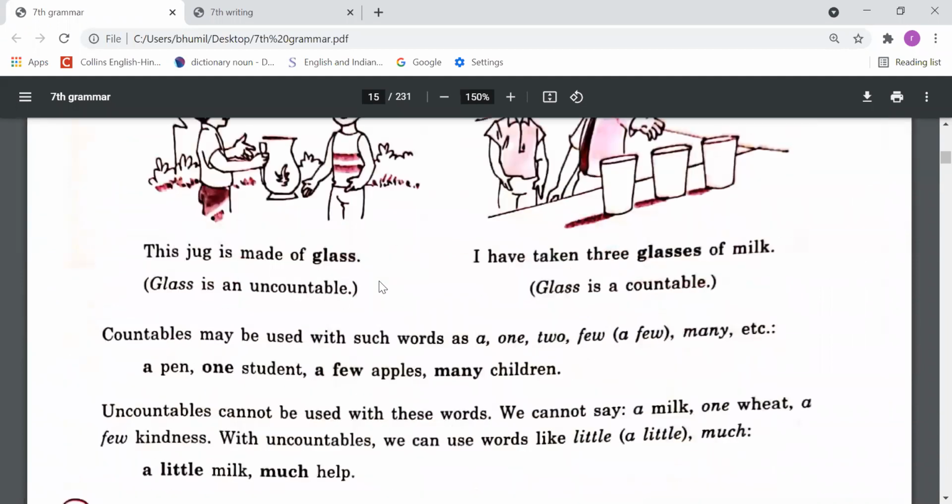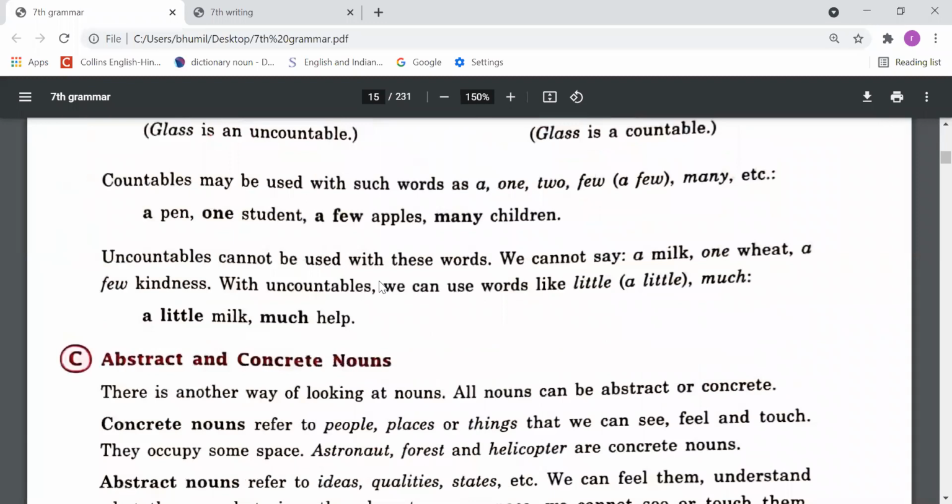Come to the next page. The jug is made of glass. I have taken 3 glasses of milk. Glass is uncountable, glass is countable. So when we talk about the material, that is glass, as a material it is uncountable. When we talk about tumblers, the glasses, in that case it is countable, like I have taken 3 glasses of milk. 3 glasses means 3 tumblers of milk, right? But when we use glass as a material, in that case it is uncountable. We can say this jug is made of glass. Here we have used glass as a material, that's why it's uncountable.